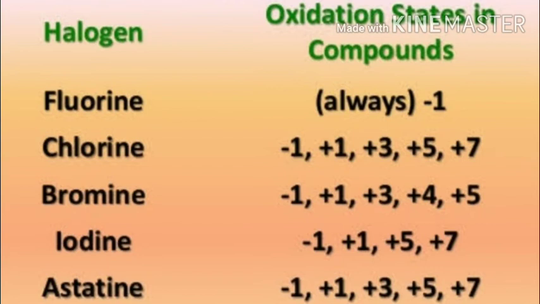The oxidation states of +4 and +6 are observed in oxides and oxoacids of chlorine and bromine. Fluorine exhibits only -1 oxidation state because it does not have vacant d orbitals in the valence shell.